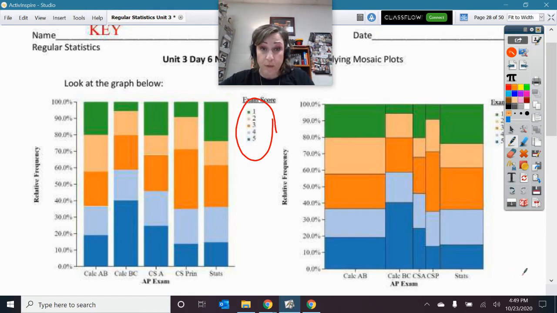So, which test was most common? Had the most tests given? That was your Calc AB, and the highest proportion of tests. How about which one was the least? Well, I can see the skinniest one. It looks like the Computer Science Principles is a teeny bit wider than Computer Science A. All right, so that's what's happening.